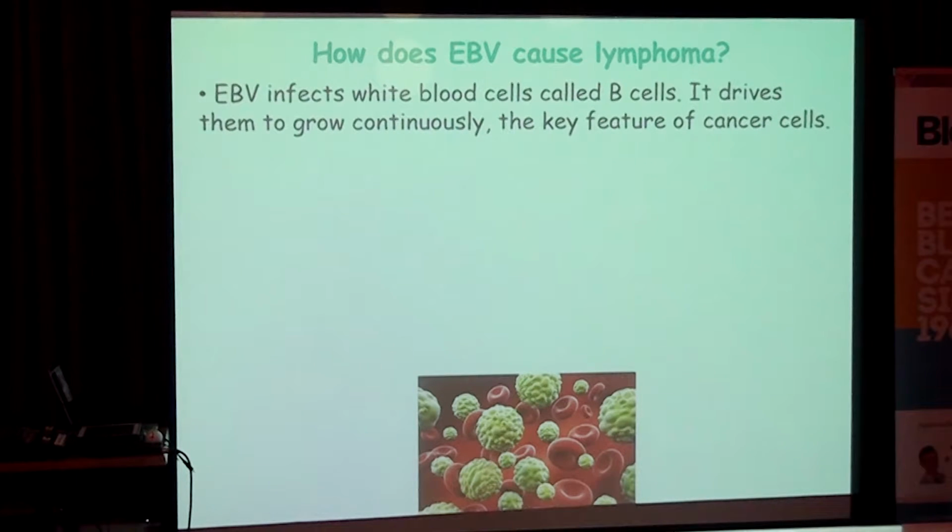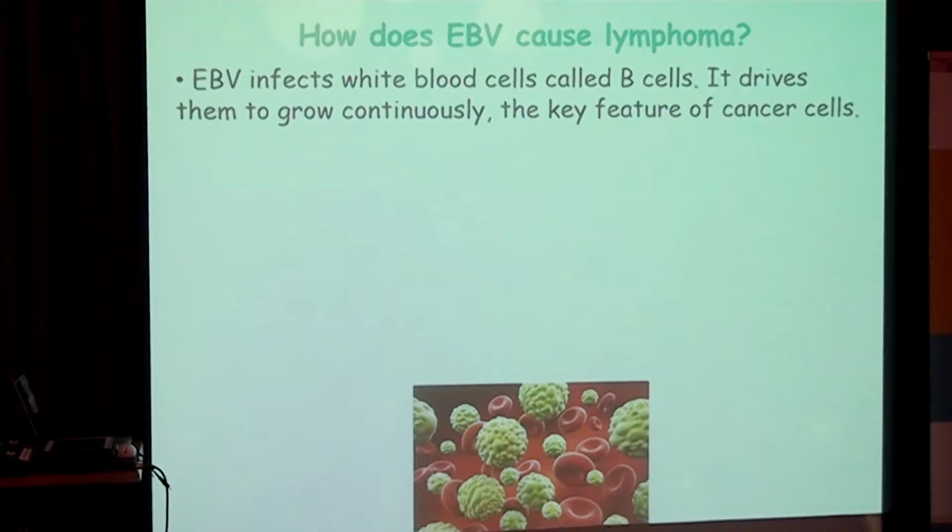So your white blood cells normally only live, and this cartoon at the bottom here is just showing you red blood cells, and the kind of lumpy green things are the white blood cells circulating around. Now normally those white blood cells only have a life of about 2 or 3 weeks. But when they're infected with the virus, it drives those cells to grow continuously and out of control. And that's a key feature of all cancer cells, and that's why it has these cancer-promoting properties.